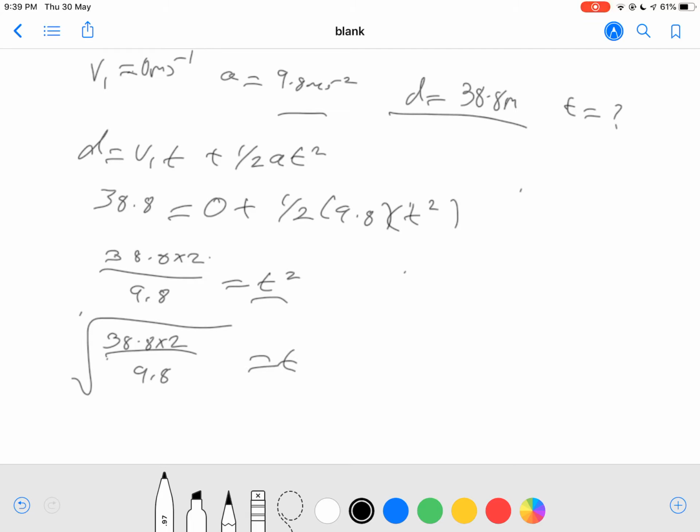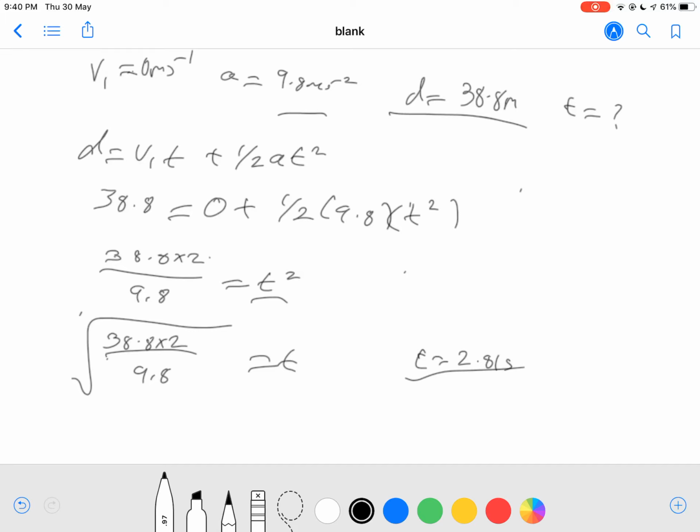You plug this into a calculator: 38.8 times 2 divided by 9.8, and square root of the answer. That should give us 2.81. So t equals 2.81 seconds. That's great. We found out how long it takes for the ball to go from the max height to reach the ground.